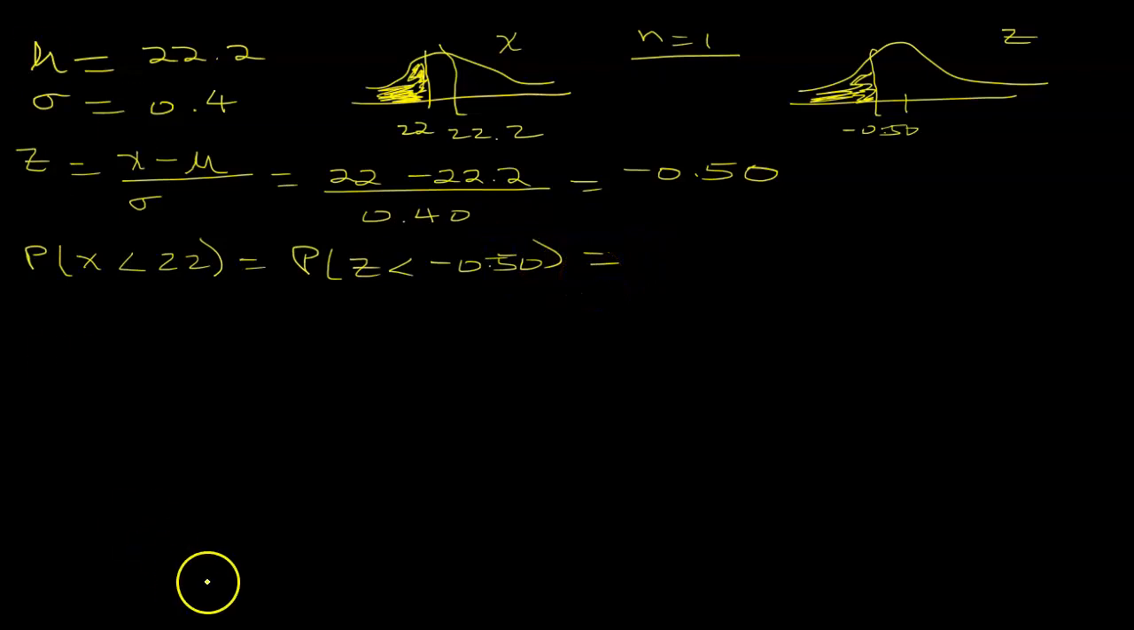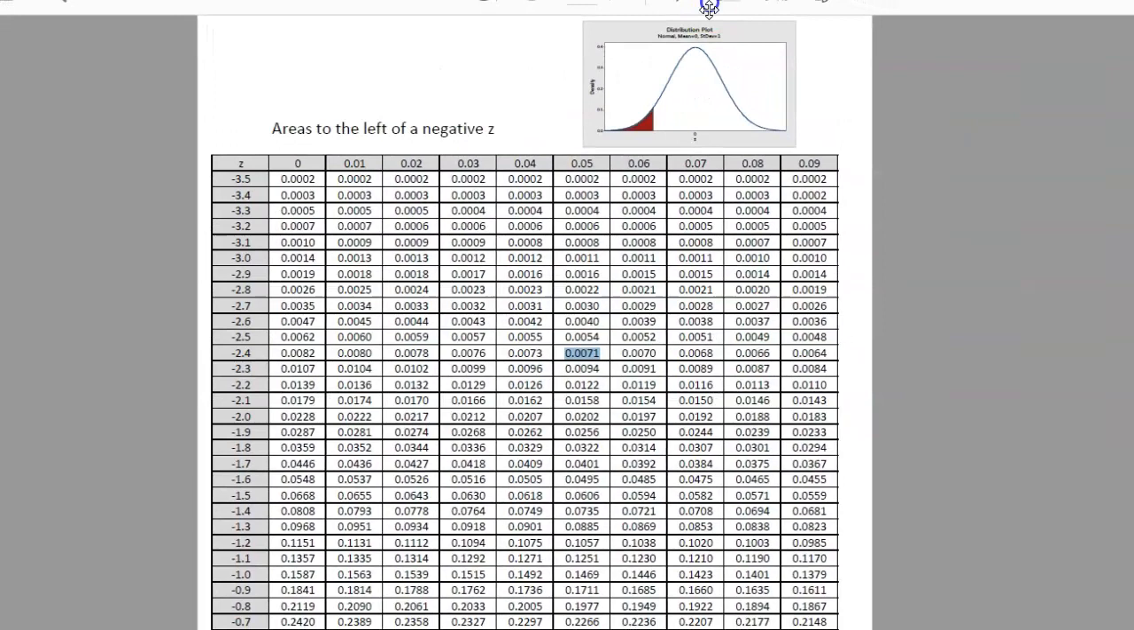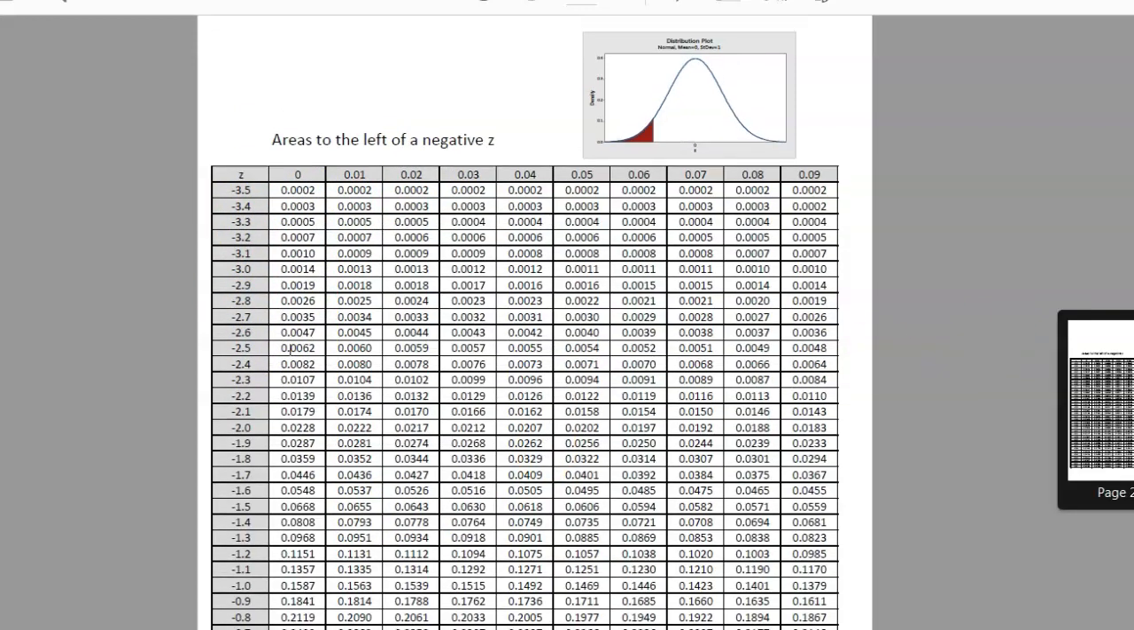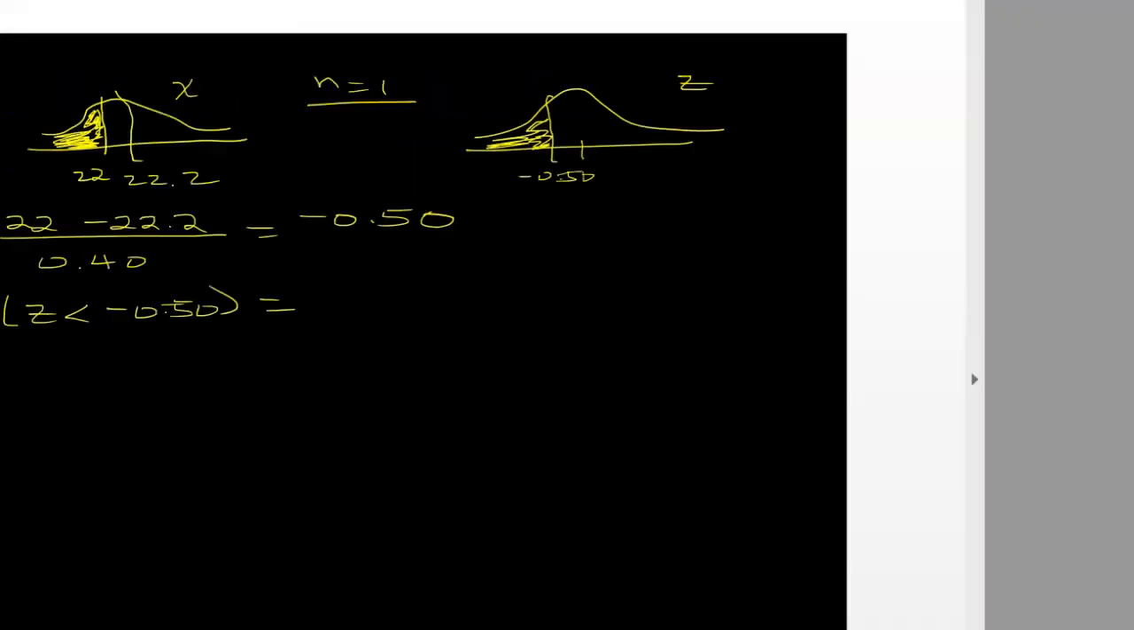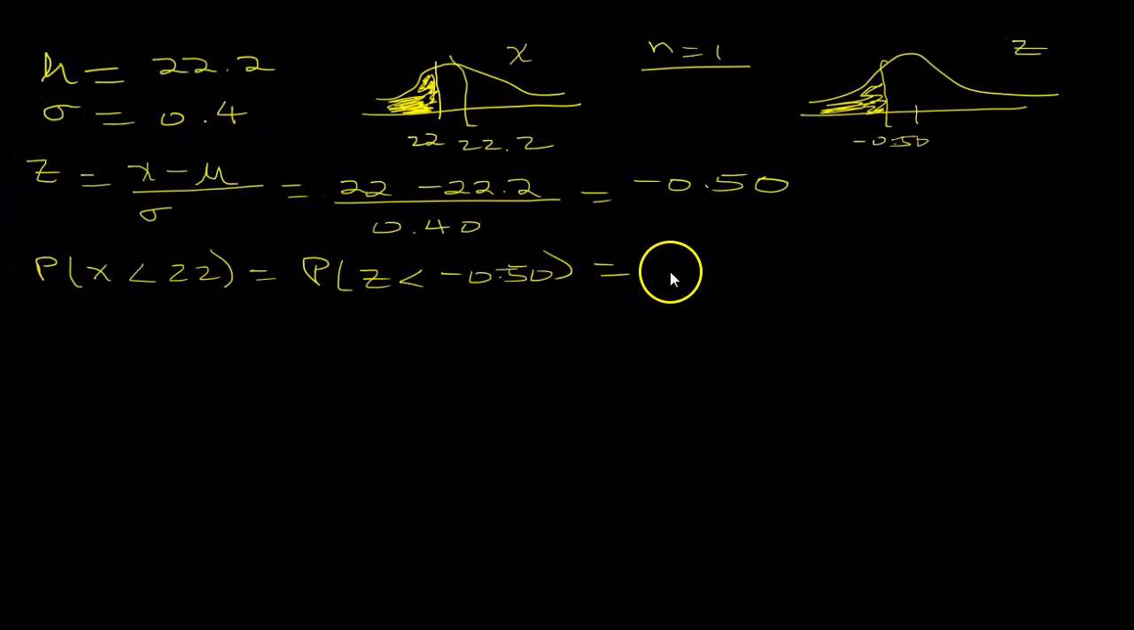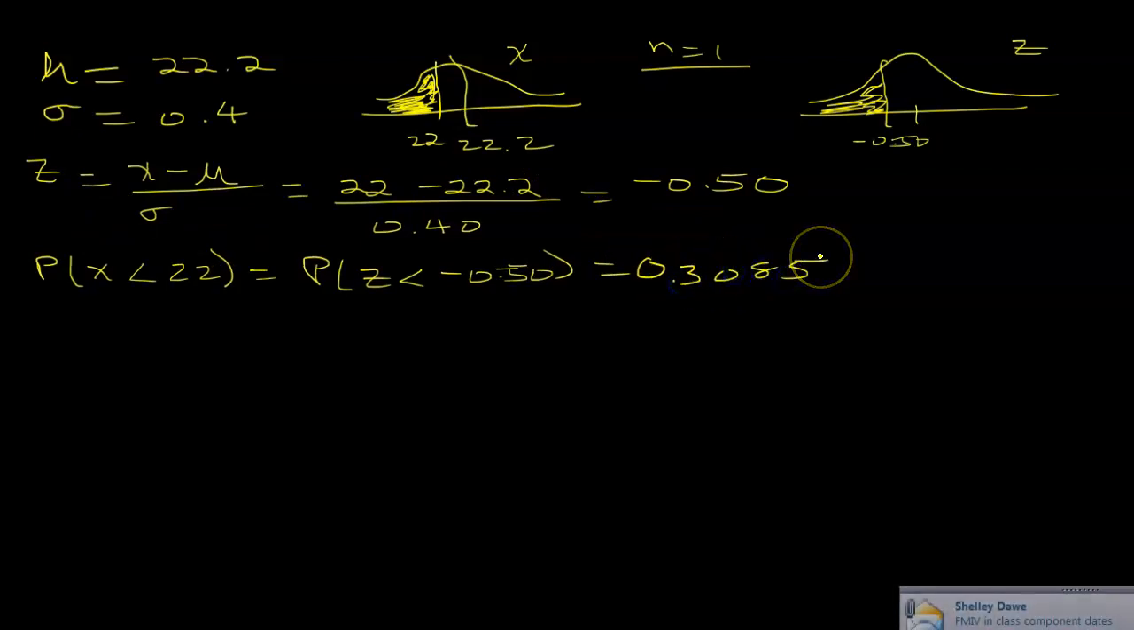And if I go to my standard normal distribution tables, hang on now while I get them up. So going to my standard normal distribution tables, I've got here a table that shows me areas to the left of negative z. Here's my negative 0.5, so negative 0.50, and the area to the left is 0.3085. So coming back in here, my answer according to the tables is 0.3085, so a 30.85% chance.